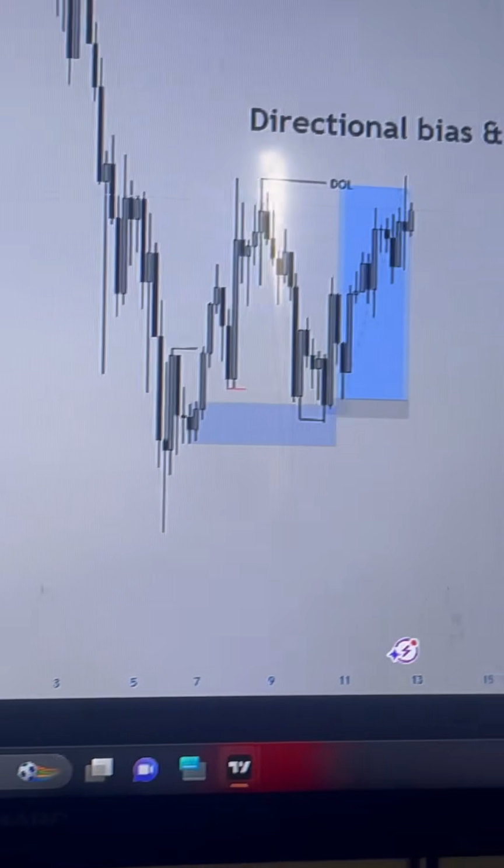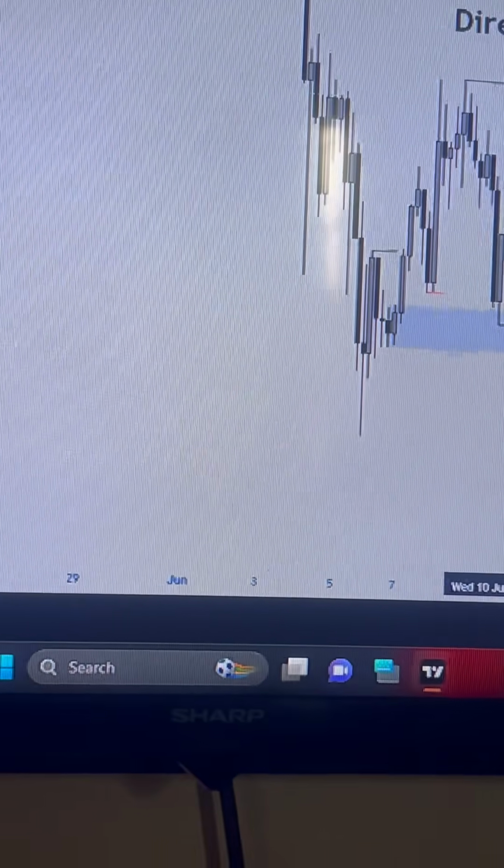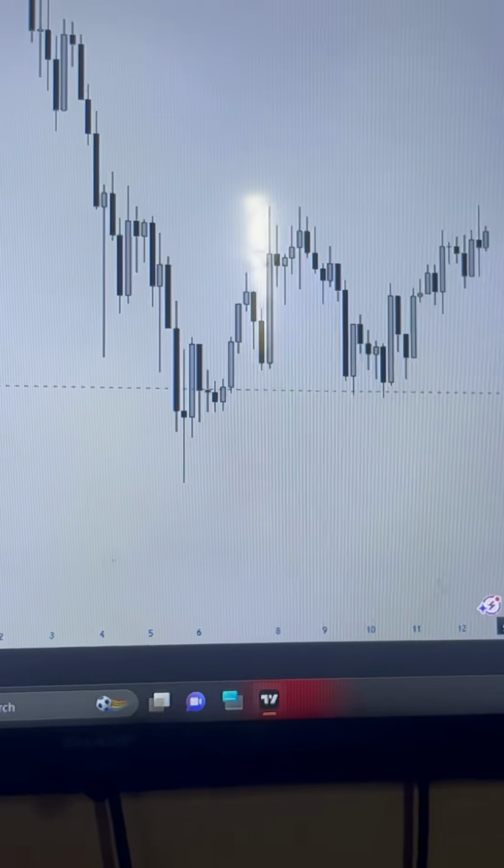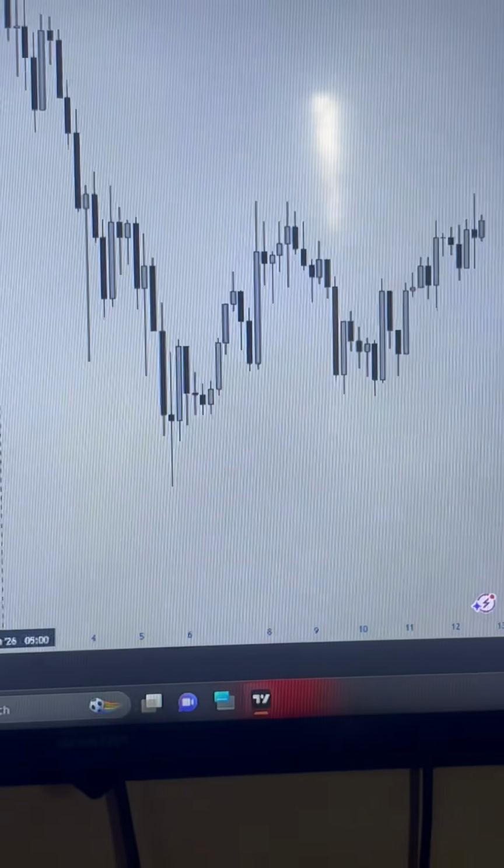The first thing I do is go to 4 hour. In 4 hour, let me clean this, guys. So the first thing I'm going to do is know my structure in the 4 hour time frame. What are my structures? I want to see a break of structure to the upside.